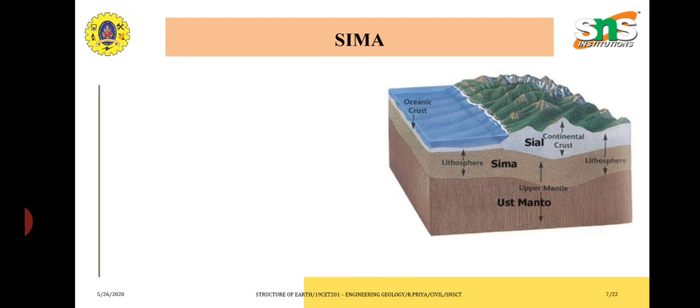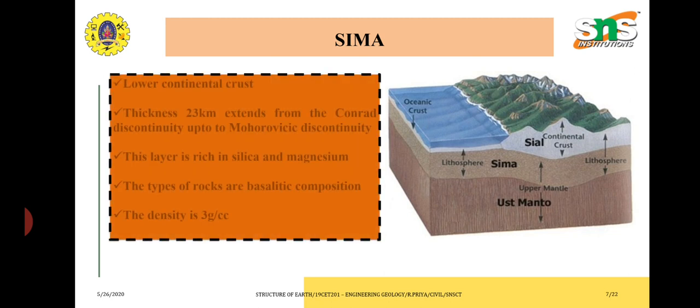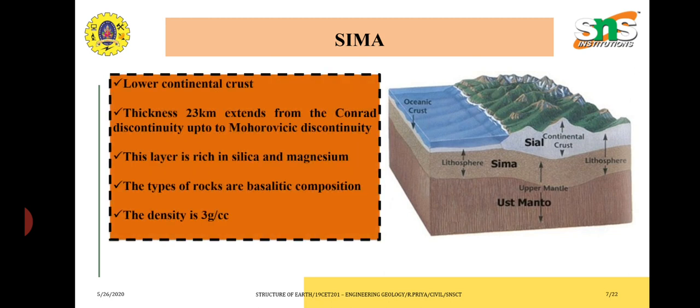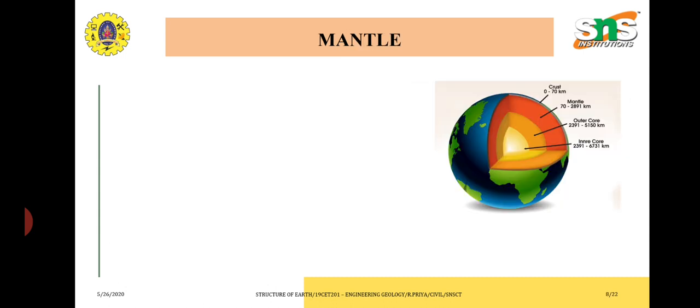Next, coming to Sima. Sima is known as the lower continental crust. The thickness is 23 kilometers from the Conrad discontinuity. This layer is very rich in silica and magnesium, and the rocks present over here are very rich in basaltic composition. The density is 3 gram per cc.